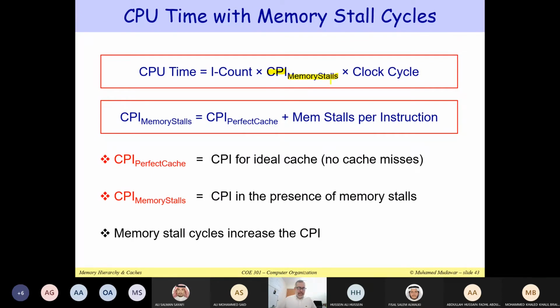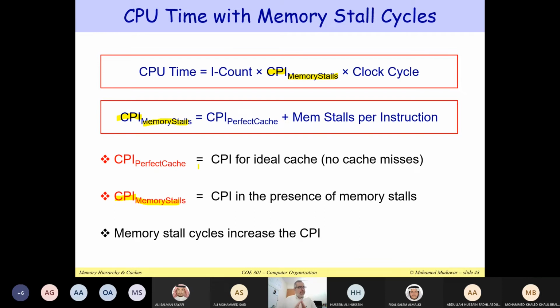The memory stalls here means that we are going to stall the CPU every time we have a cache miss. So that's the true CPI, because we have cache misses and we are stalling the CPU. This is the CPI in the presence of memory stall cycles. That's the meaning of CPI memory stalls. But how do I calculate the CPI in the presence of memory stall cycles?